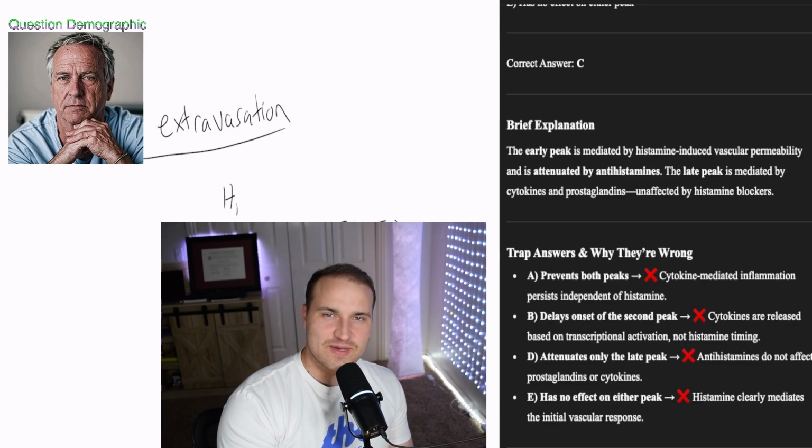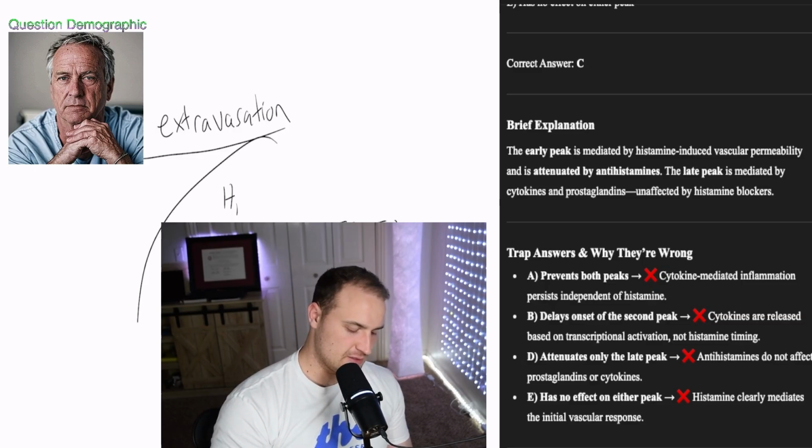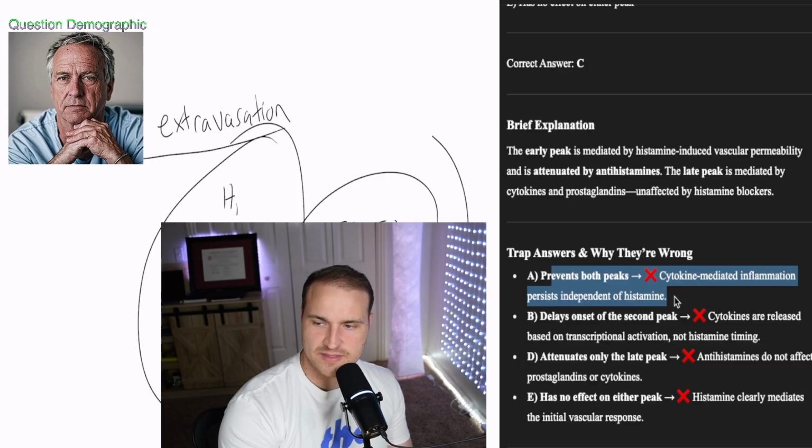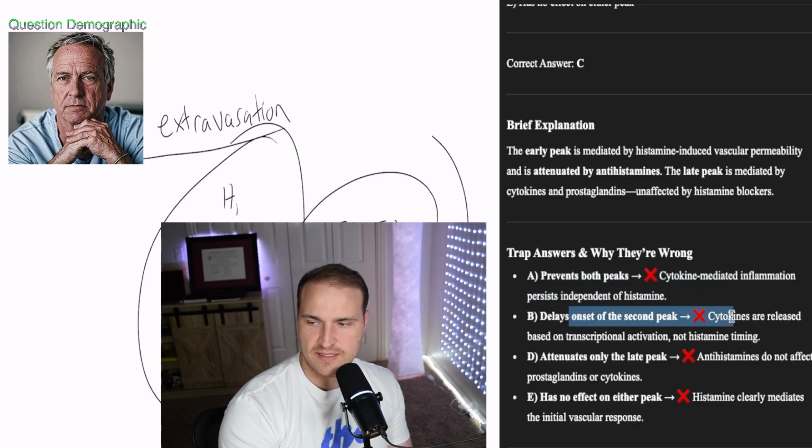So an antihistamine will block the early histamine mediator response, and it'll blunt that first one, and not necessarily this second one. Cytokine-mediated inflammation persists independent of histamine, preventing both peaks. Delays onset of the second peak. Cytokines are released. Attenuates only the late peak. Antihistamines do not affect prostaglandins and cytokines. Has no effect. Histamine clearly mediates the initial vascular response.